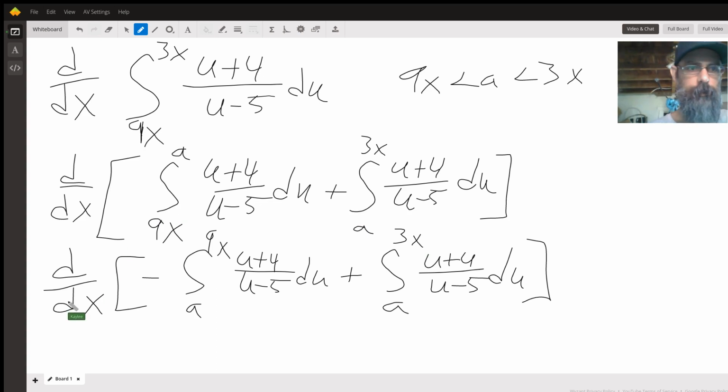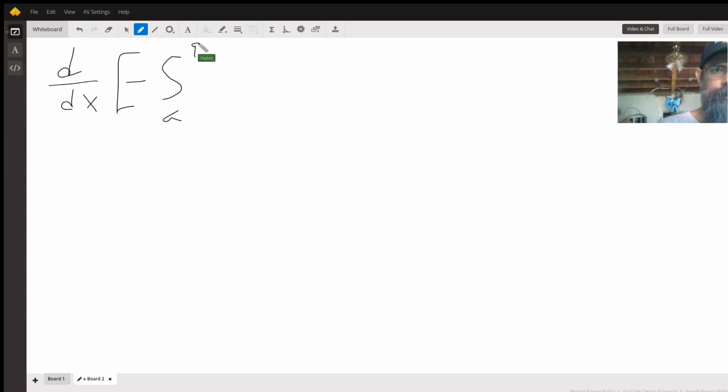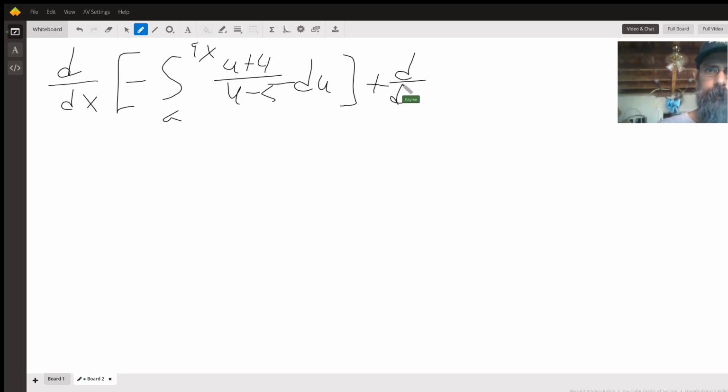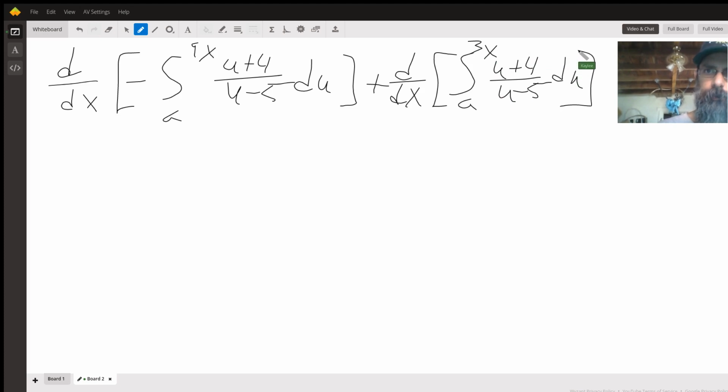What that'll give us is, here, let me make a new board. This will turn into the derivative of negative the integral from a to 9x of (u + 4)/(u - 5) du, plus a second derivative of the integral from a to 3x of (u + 4)/(u - 5) du.